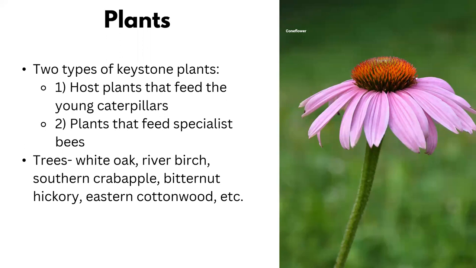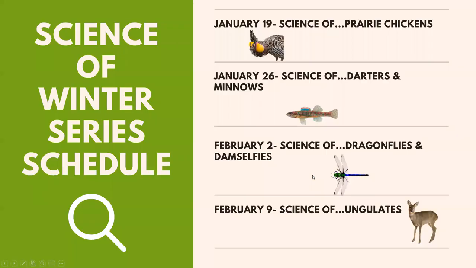But then you also have to think about plants that feed bee specialists. These are bees that only pollinate certain types of plants, and we have to be able to feed them too. So without the bees and the plants, they both go away. Those are things like sunflowers, goldenrods, prairie clover, coneflowers. Those are the ones that those specialist bees will feed on. But then you also have trees. Trees are very important as well. White oak, river birch, crabapple, the eastern cottonwood are also considered keystone species. I think that's it.